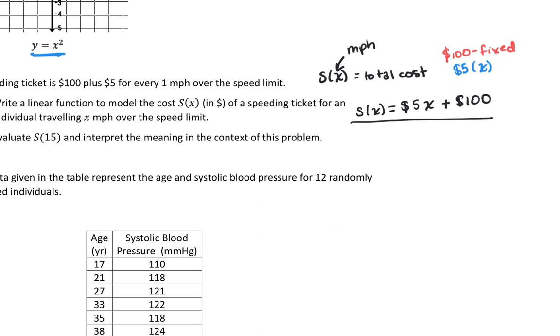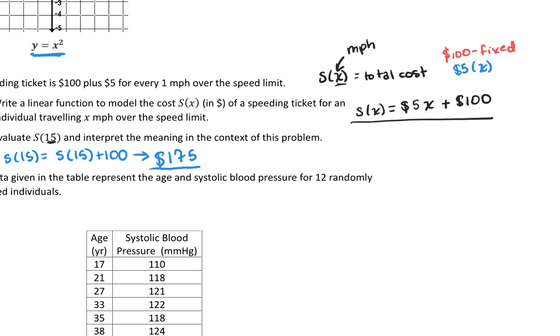So now in order to evaluate S of 15, we would just essentially plug in this 15 anywhere we see an X in this function. So S of 15 would be 5 times the 15 plus 100, which is, if we do some quick math, 5 times 15 plus 100, 175. And we said that S of X is our dollars. So this is $175. So what does that mean?